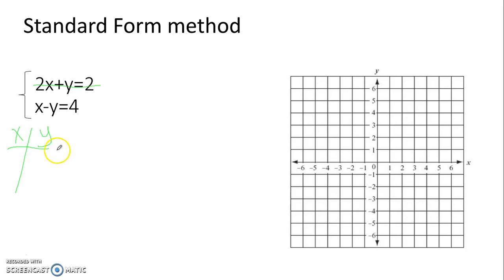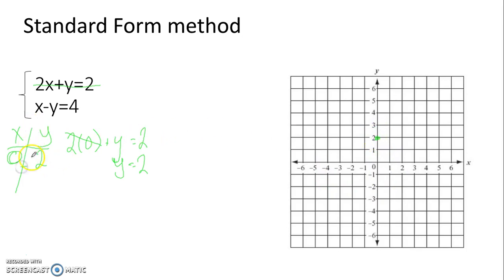Now the first one that we're going to do is we're going to say, well, when x equals 0, what does y equal? So we're just going to plug in when x equals 0. So we have 2 times 0 plus y is equal to 2. We're solving for y. So 2 times 0 is 0, so that cancels out, and y is equal to 2. That one's pretty easy. So we're going to plot the point 0, 2. That is the y-intercept.